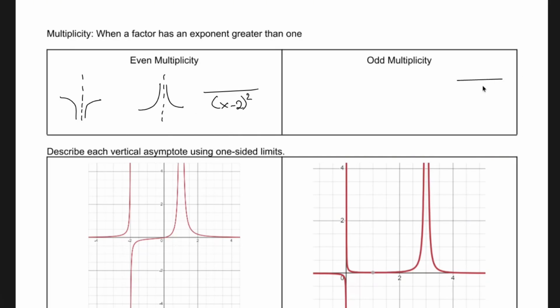For odd multiplicity, so if I were to give you x minus 2 to the 3rd, or to the 1st, or to the 5th, you'll either have something that looks like this, the standard stuff, or something that looks like this. Okay? That's the odd multiplicity version. So multiplicity plays a factor, just like it did in polynomials, with rational functions.